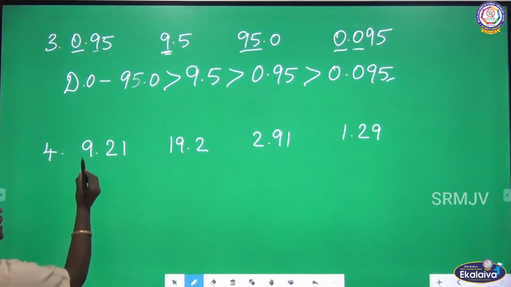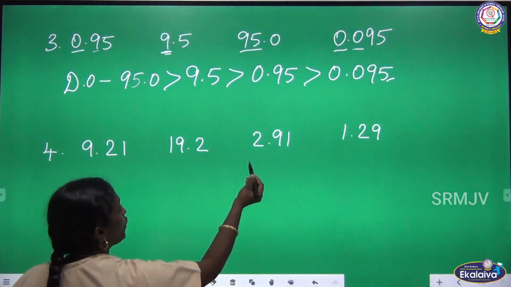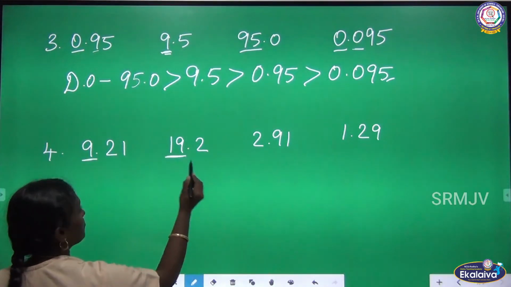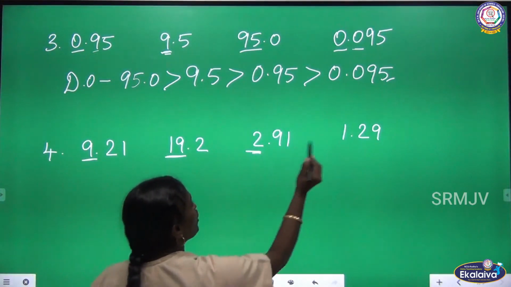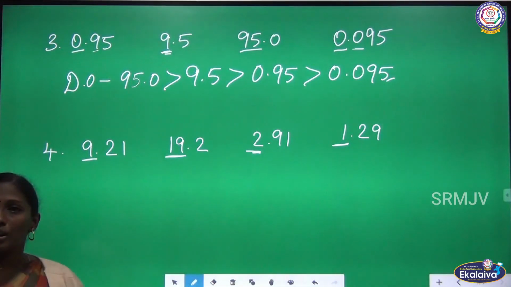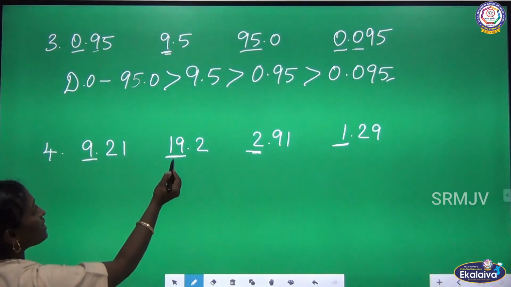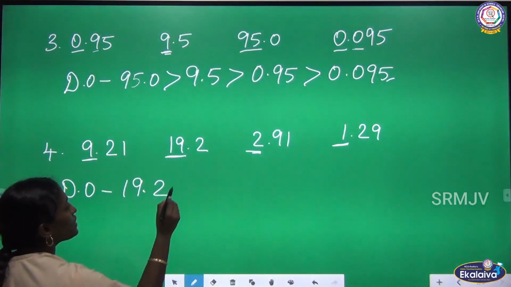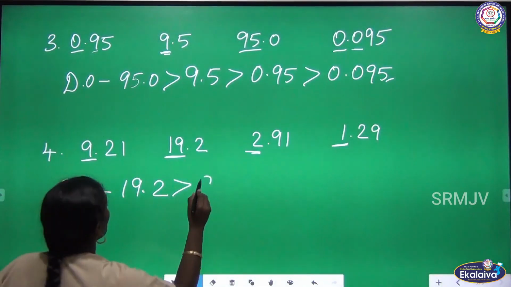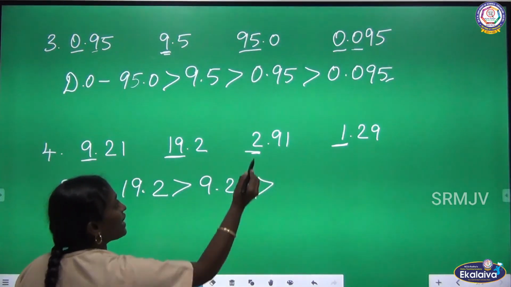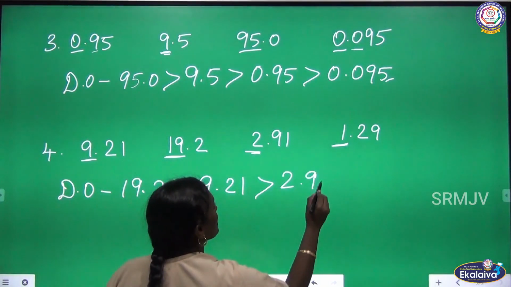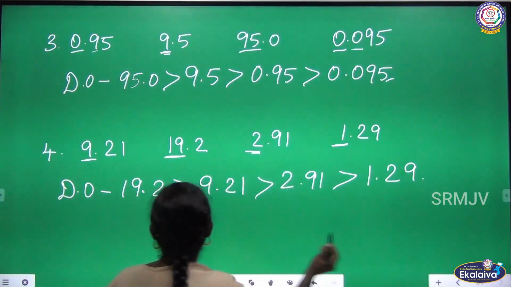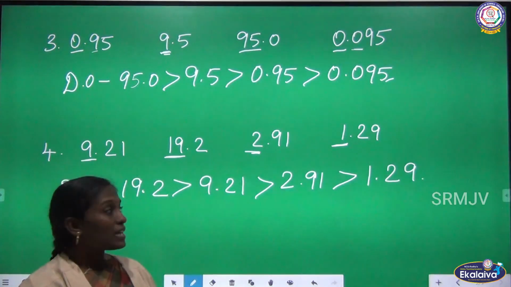Then the last question: 9.21, 19.2, 2.91 and 1.29. We have to check the whole number part: 9, 19, 2, 1. While comparing the whole number part, we can say that 19 is the greater. So descending order, 19.2 is the first greater number, then 9.21 is the next, then 2.91 is the next, then 1.29 is the smallest one. So this is the descending order for the given decimal numbers.